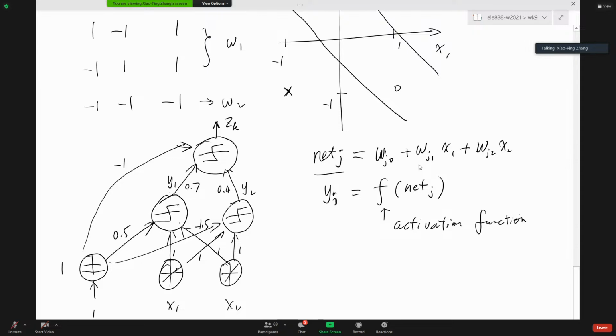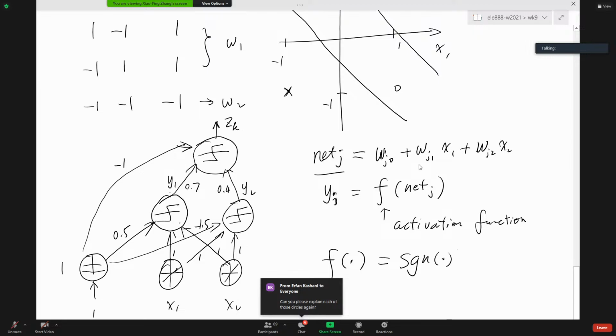Here we will define F as the sign function. Just for simplicity, the result will be positive 1 or negative 1. Later we will introduce other functions, but this particular one is a sign function.